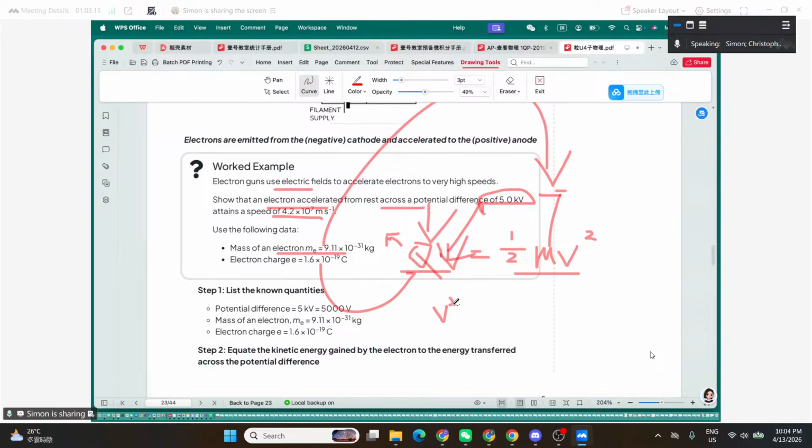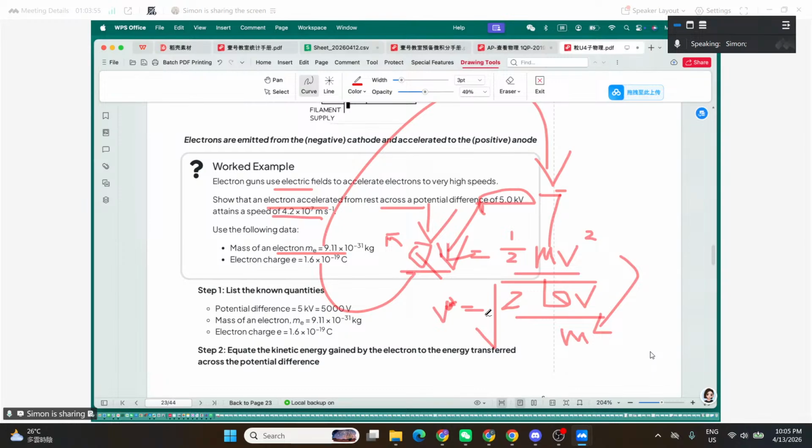Then we separate v squared onto the left hand side, so v squared equals 2QV over m. Finally, we want the final speed of the electrons, so we take the square root. If you put the known quantities into the formula, the final answer is approximately 4.2 times 10^7, so we got the right answer.